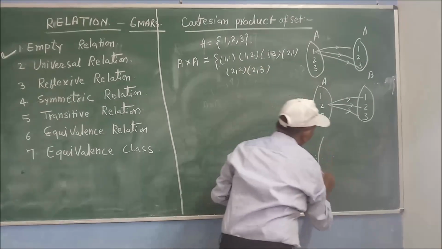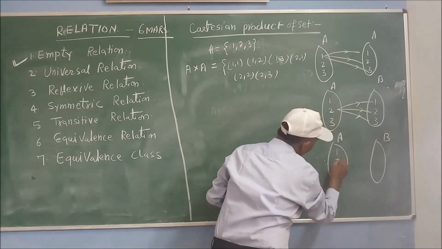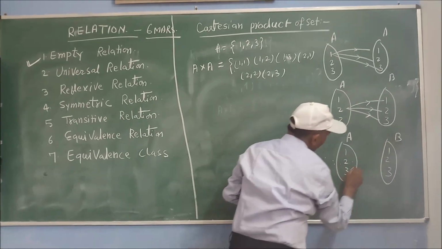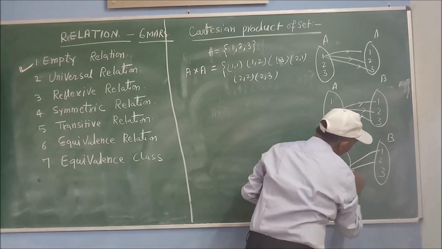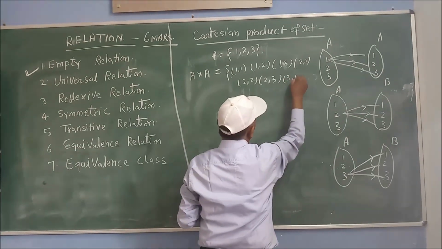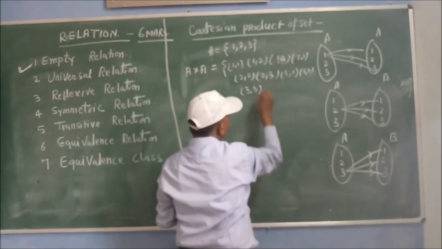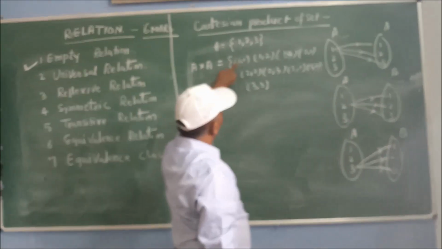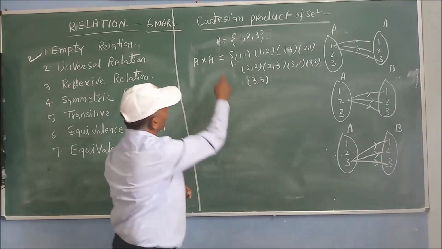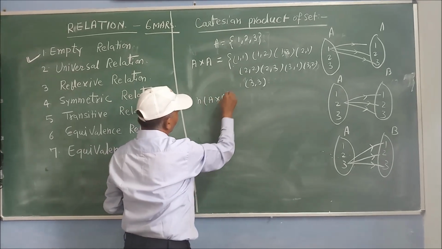And in the third diagram, you also take A and B, and its elements will be 1, 2, 3. So the third element of A will also associate with all the elements of set A. So this will be 3,1; 3,2; and 3,3. So watch here. Total number of elements is 1, 2, 3, 4, 5, 6, 7, 8, 9. So total elements is 9. Number of elements of A cross A is equal to 9.